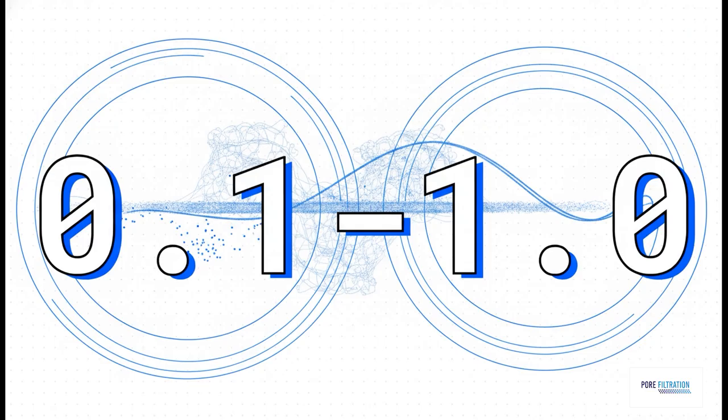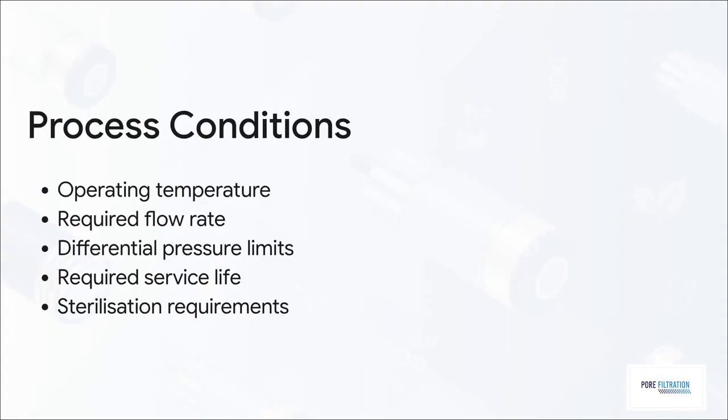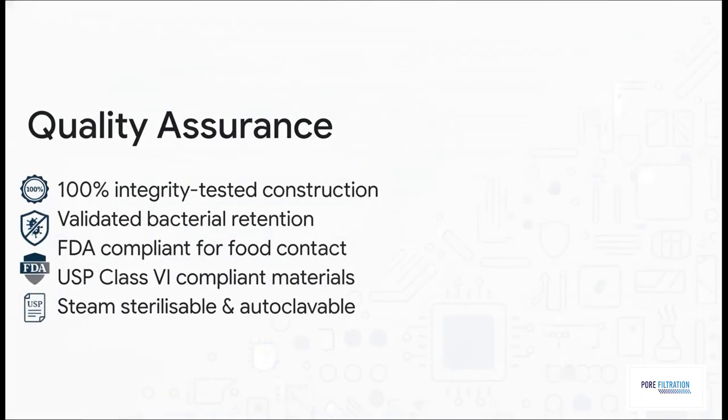Honestly, getting this rating right is the single most important factor for balancing process performance with a really long cartridge life. But it doesn't stop at micron size. Process engineers have to dial in some very specific operating conditions. You've got to account for your operating temperature and your required flow rates, right alongside your differential pressure limits. Pair all of that with your system-specific sterilization protocols, whether that's steam or autoclaving, and factor in your required service life. If you map all those out, you can lock in a setup that minimizes downtime and maximizes your overall production efficiency.